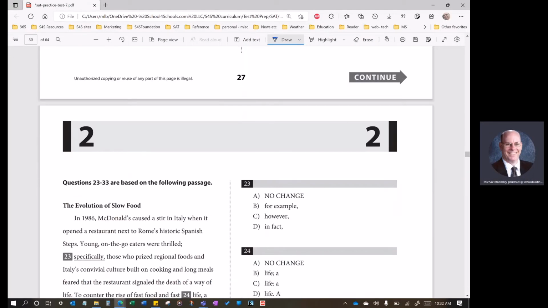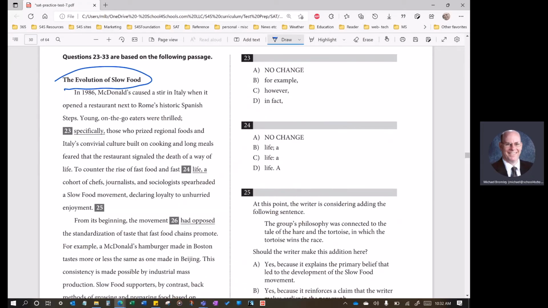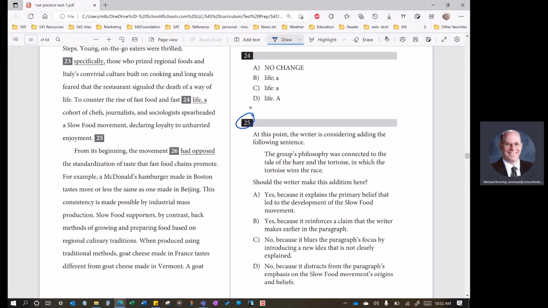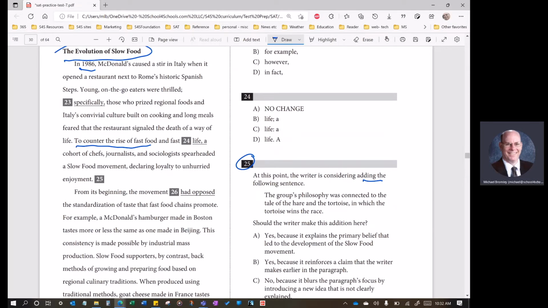All right, so we got numbers 25 and 27. Evolution of slow food. Okay, 25. All right, so let's see what we got going on here. Number 25 is one of these, yes, add the information. Okay, for here, we're sticking to the emphasis, right? So this is the evolution of slow food. So it's telling us starting in 1986, fast food came along, and then to counter the rise of fast food. So we need some context to answer these types of questions. So let's see where this thing is going.